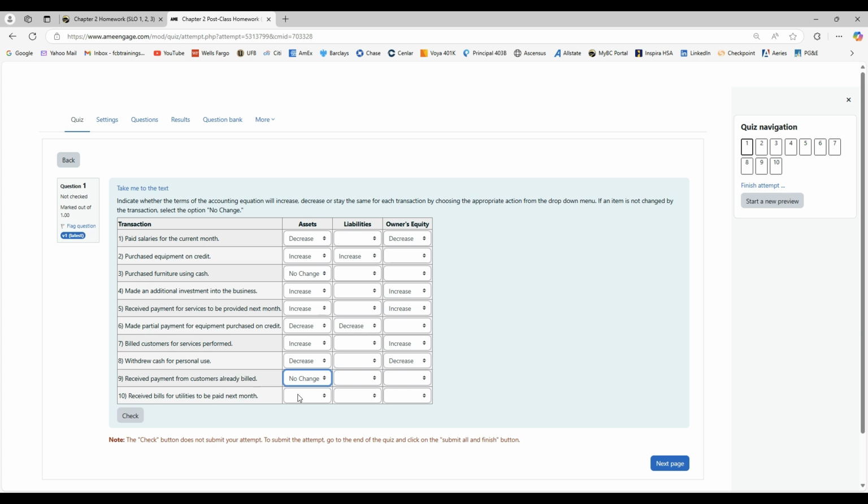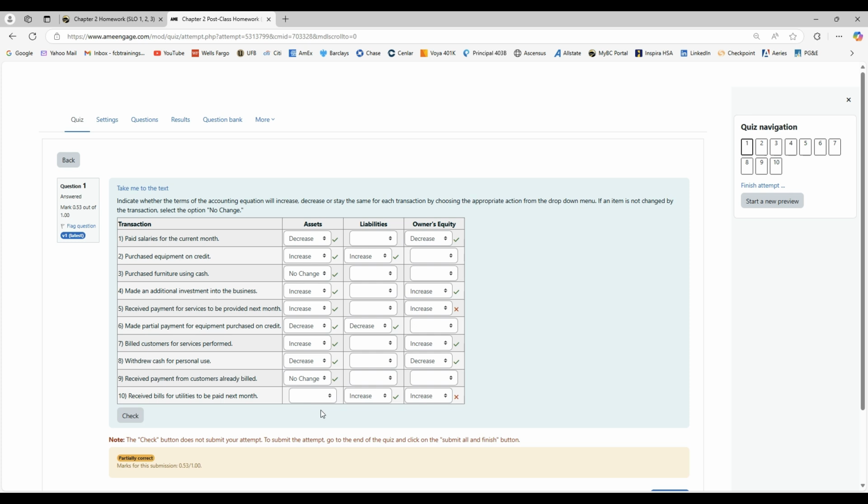Received bills for utilities to be paid next month. So we're going to have an increase in our accounts payable, increase in our liability, and we want to recognize that expense because we did incur those utilities in this month, even though the cash will be paid, assets will be paid, to reduce this liability in the following month. Oh, sorry, I hit increase there. That should decrease for representing the expense that we have recorded for that. Oh, I guess we have to put no change in. Sorry, if there is no change as well.